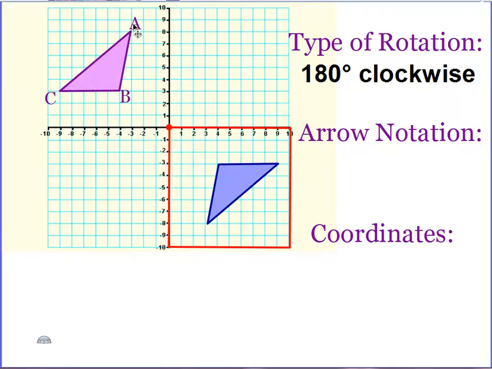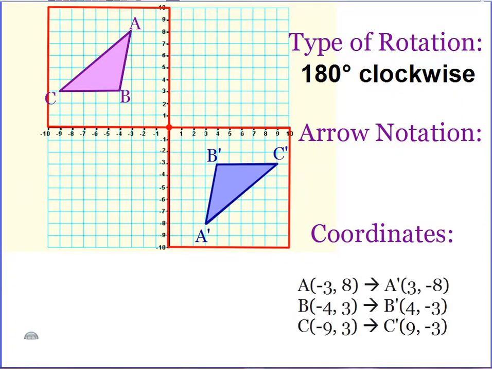Point A that was up here at the top, as I rotated to the other half of the graph, is now on the bottom of my new triangle, of my new image. Point C that was on the outer side when I rotated around is now on the far right side of my image. So when I write my coordinates in, or my prime points, I need to be really careful when I'm rotating.